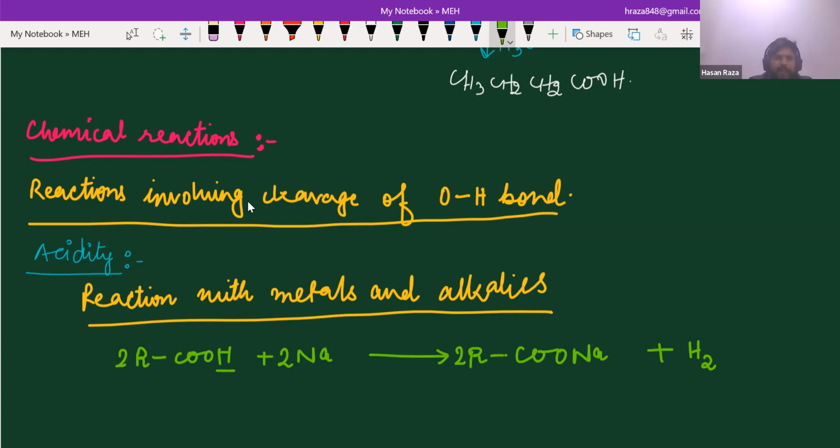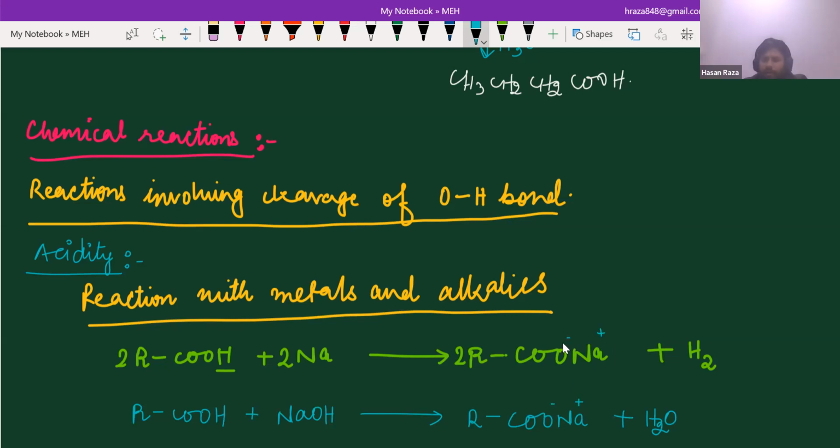Is that clear? And if you react this with alkalis, that means a base, acid plus base will give you salt plus water. So RCOOH plus NaOH, sodium hydroxide, will give you RCOONa plus H2O, water. Okay, so this is what you get. You can write positive here, negative here, positive here, negative.